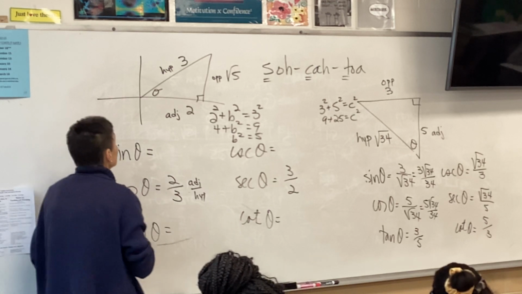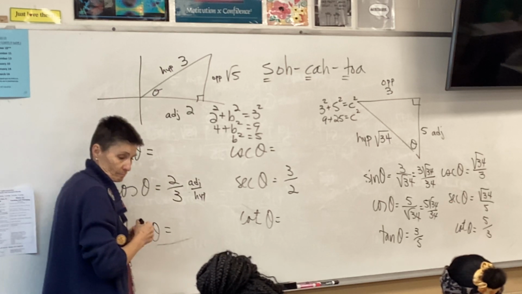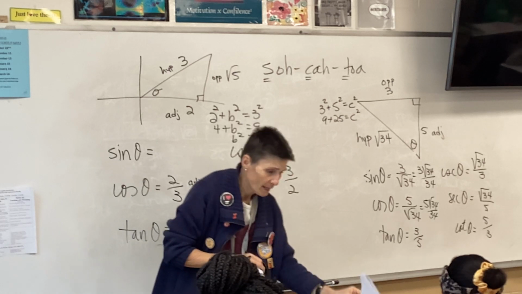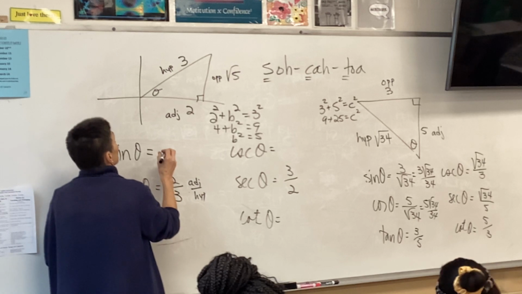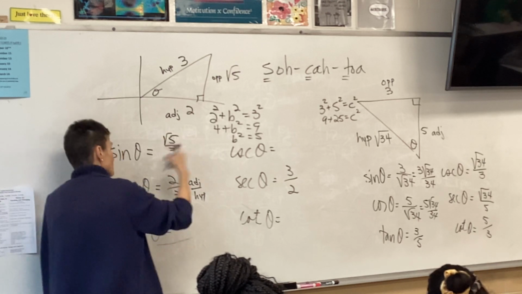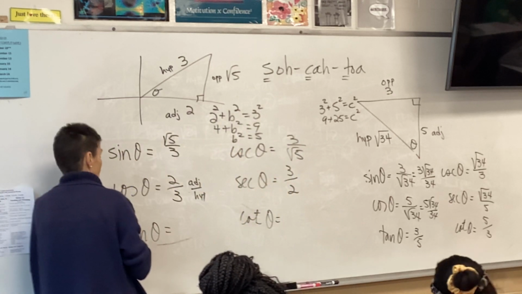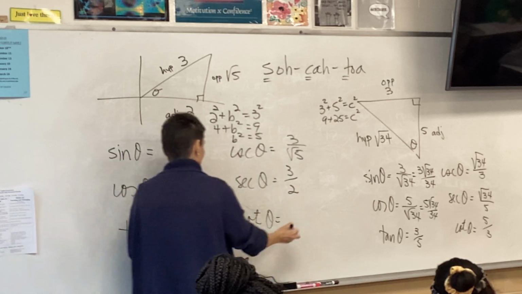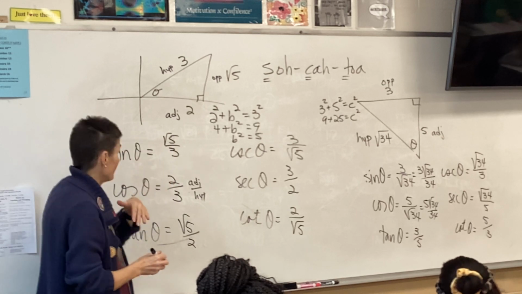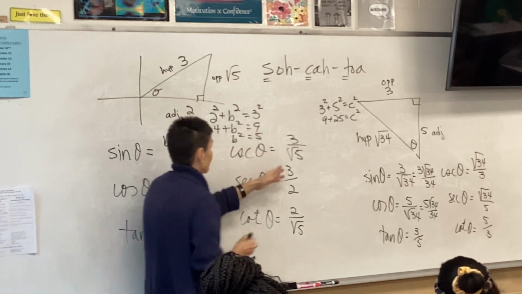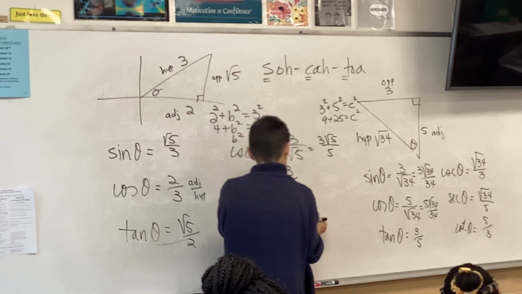Now we can fill them in. Paige, can you fill them in for me? What's the sine? Square root 5/3. Perfect. Which makes the cosecant 3 over the square root of 5. Awesome. Paige, what's your tangent? Square root 5/2. Perfect. Which makes our cotangent 2 over the square root of 5. Everybody okay? Let's clean them up. Which ones need cleaned up? Cosecant and cotangent.